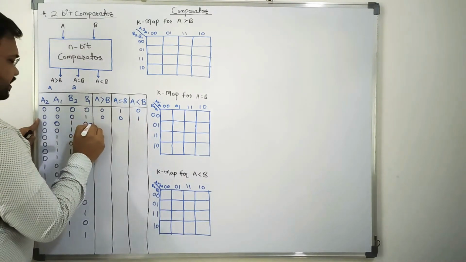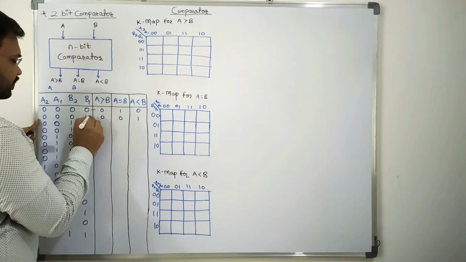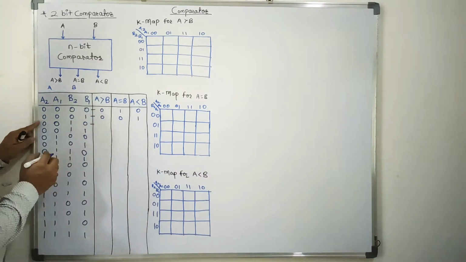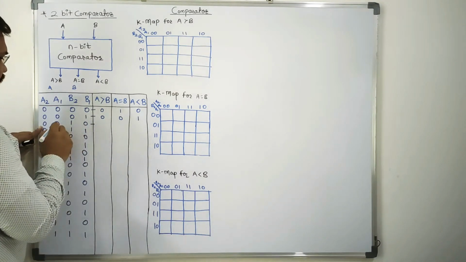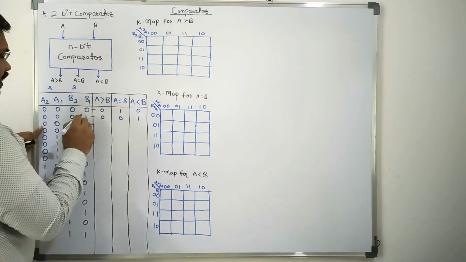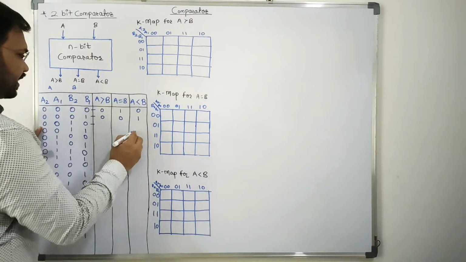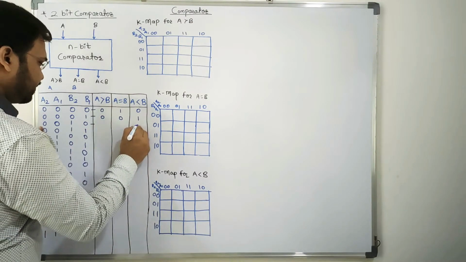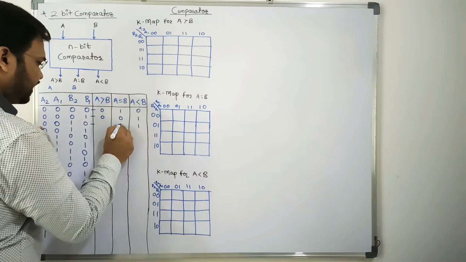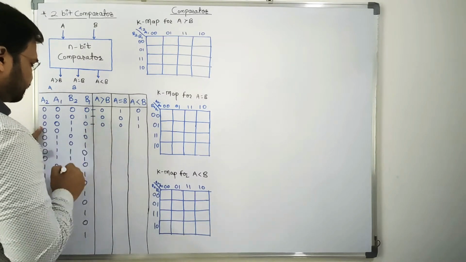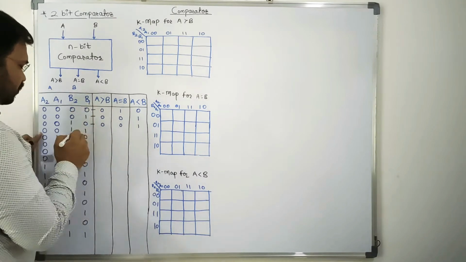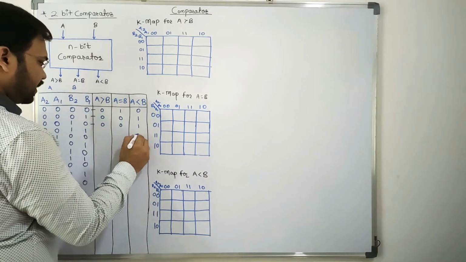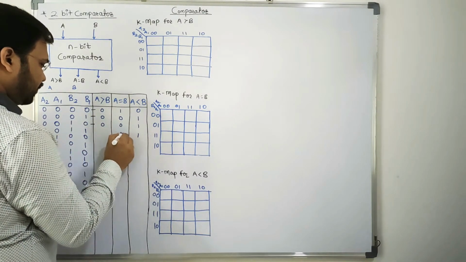For the third case, 0 0 1 0: 1 0 is greater, so a is greater than b is 1 and the remaining two terms are 0. Then 0 0 1 1: b is greater, so again that output is 1 and the remaining two are 0.